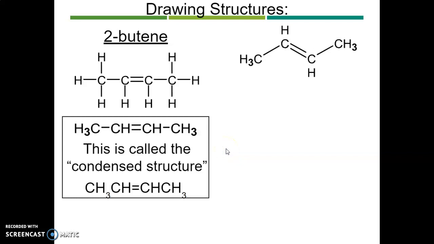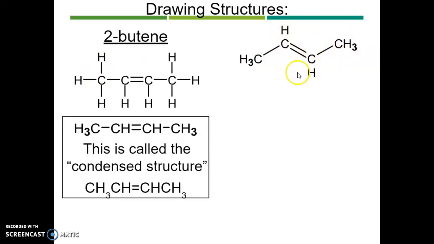All right, another way that you can see that same structure drawn would be like this. I kind of like that, but you don't have to do it that way. If that doesn't make you feel happy, don't do it that way. It's still showing you the CH3. It's showing you the CH, the double bonds, CH, and then CH3 there as well.